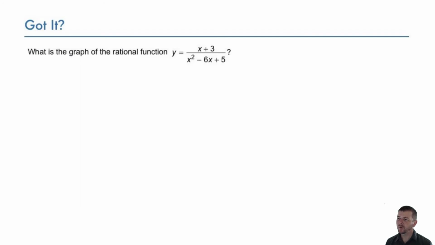Your turn. What is the graph of the rational function y equals x plus 3 over x squared minus 6x plus 5?